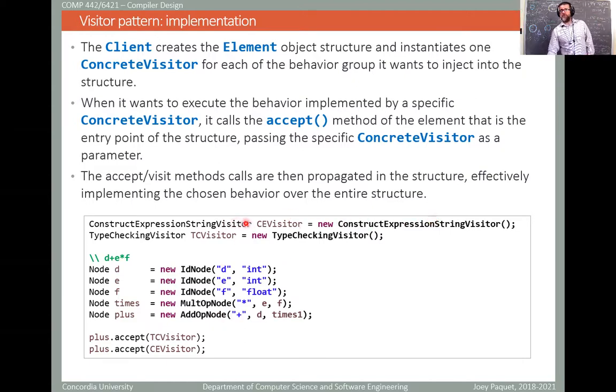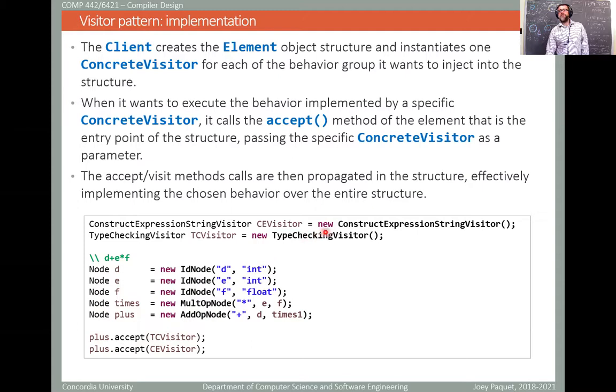So here I'm creating two different kinds of visitors. And then I'm creating this node data structure here manually in this case. And then on top of my tree, what I have is my plus node. Okay, because here I have d plus e times f. So the top node is the plus node. So then I tell my plus node, which is the root of my tree, to accept this visitor here.